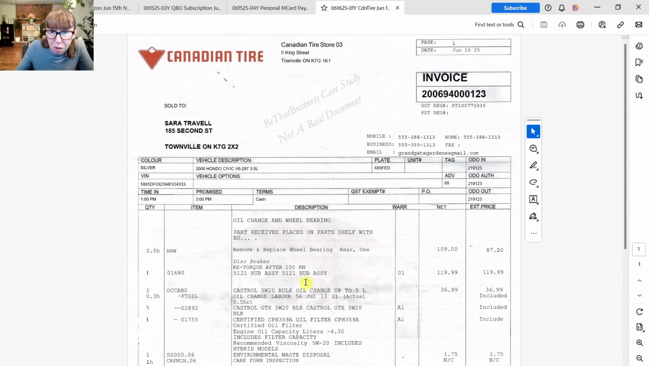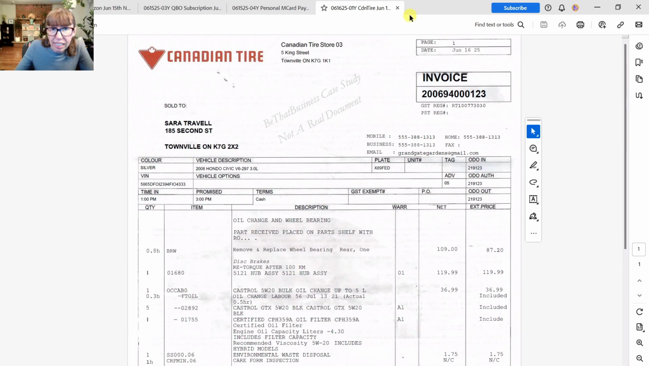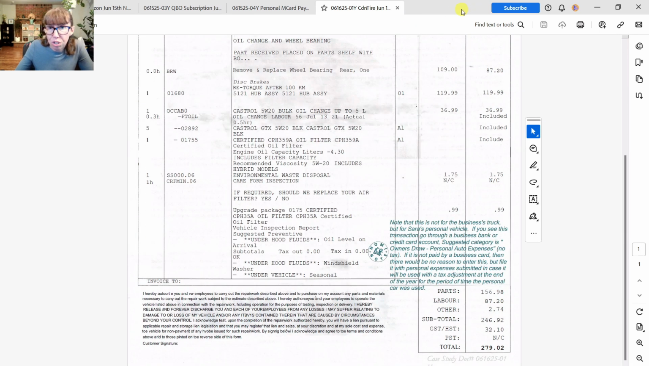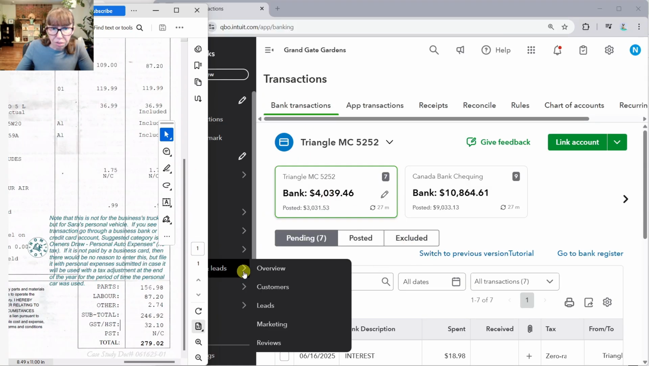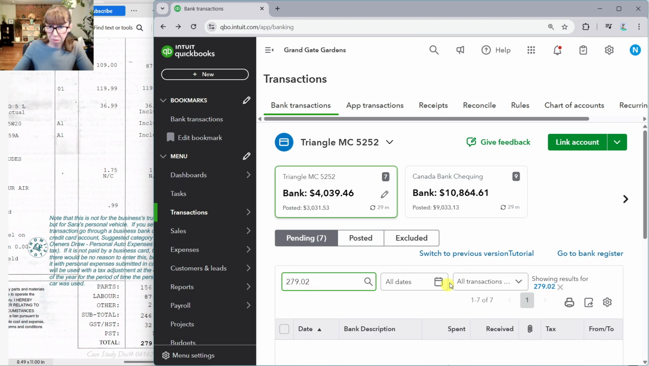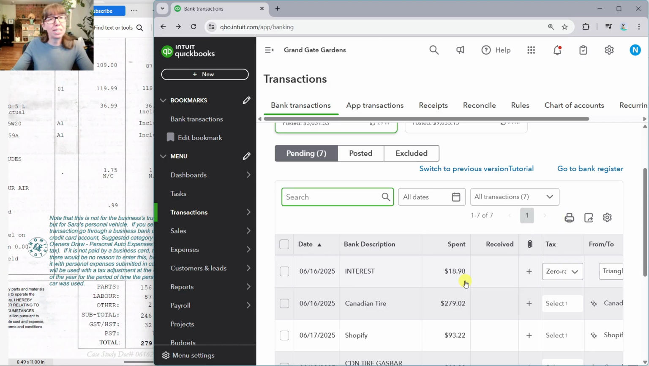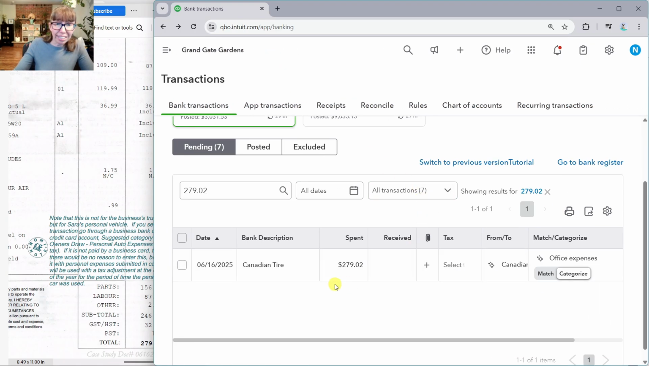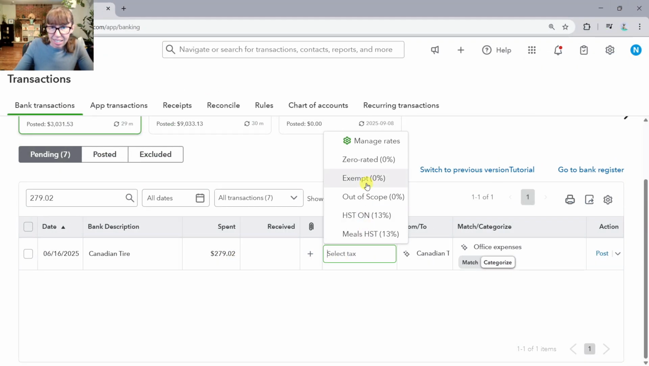It doesn't say how it was paid. So let's take a look and see if this $279.02 is in the bank feed. So we've got the triangle up, so let's look it up there, 279.02. And it is. She thought that she could claim this for business because business owners sometimes think that's what they can do. And I know I said that we don't usually do this, but I have it up anyway, so let's go ahead and say that this is out of scope.